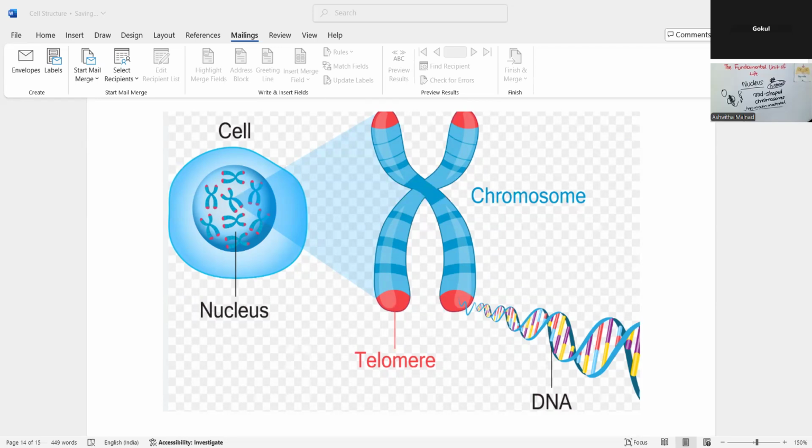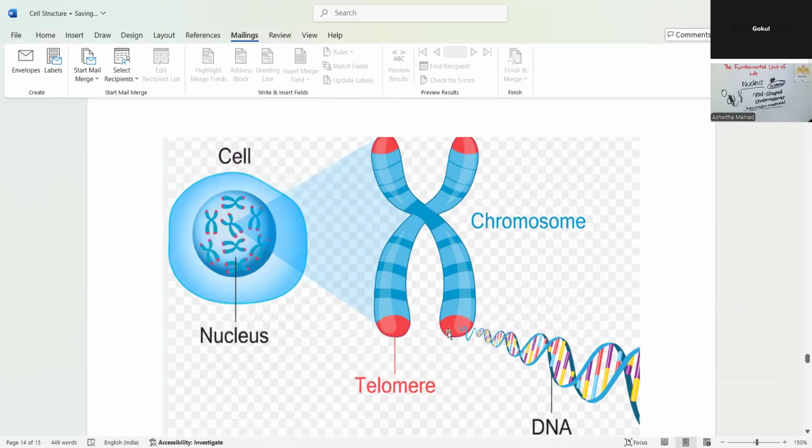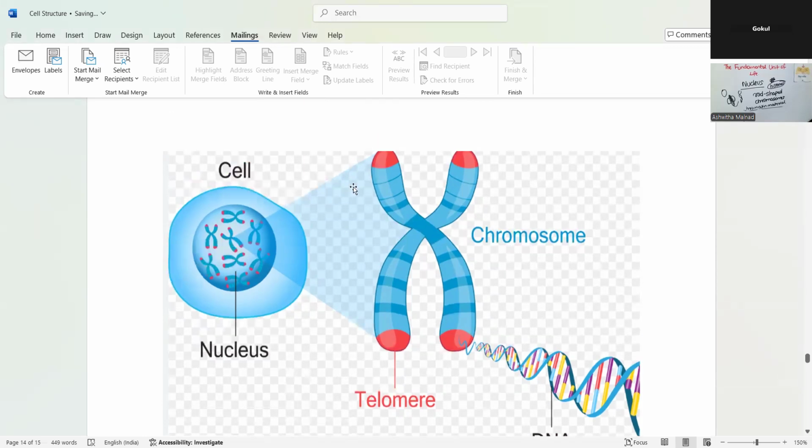Similarly, telomeres are protective caps at the end of chromosomes made up of a repetitive DNA sequence. Understanding? So this has that repetitive DNA sequence. It has a DNA sequence, this telomere. And this is a chromosome here. And this chromosome is found inside the cell.